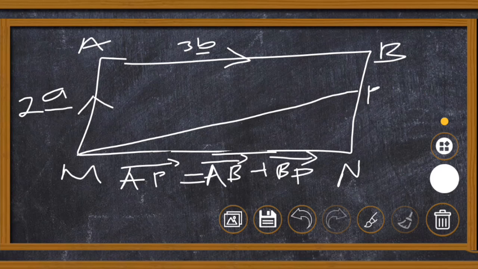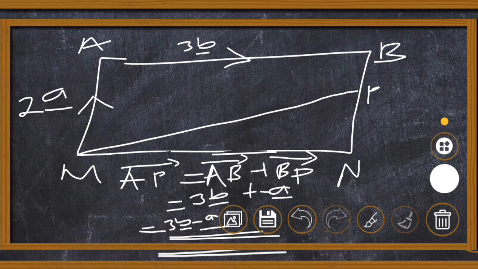So in this case, what are we going to have? We have vector AB. Vector AB is what? Vector 3B. And then added to vector BP, we have already found that it's half of vector BN. And half of vector BN gave us what? Negative vector A. So in this case, we are going to multiply the signs. Positive multiplied by negative is negative. So we have vector 3B, and then negative vector A. So this is the answer for this kind of problem.